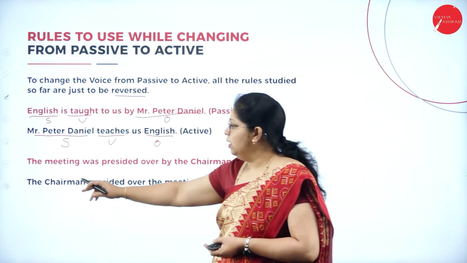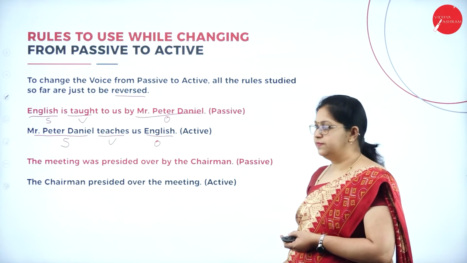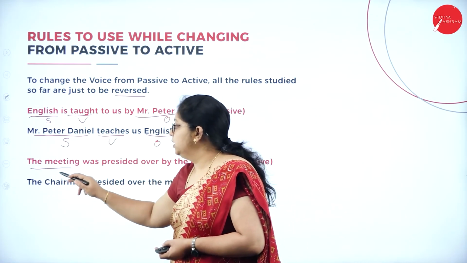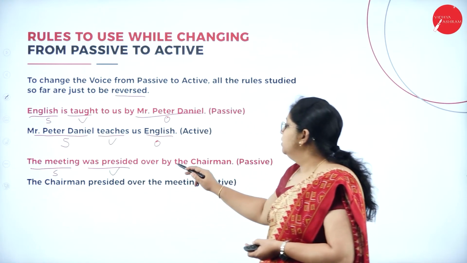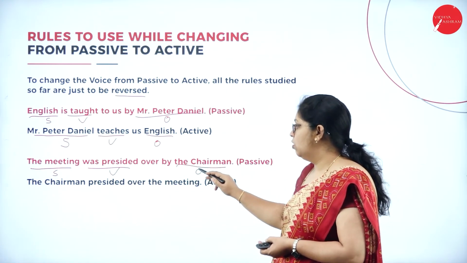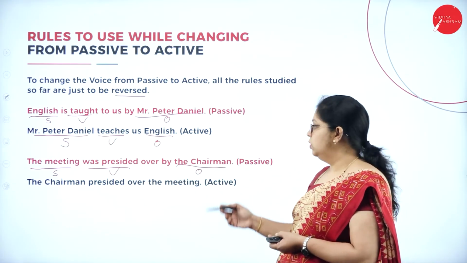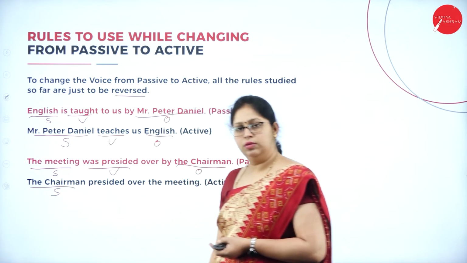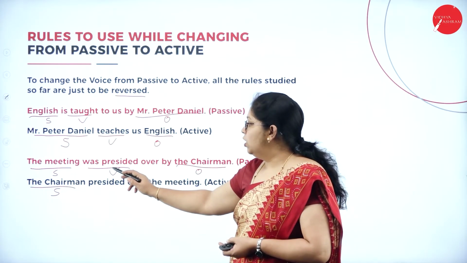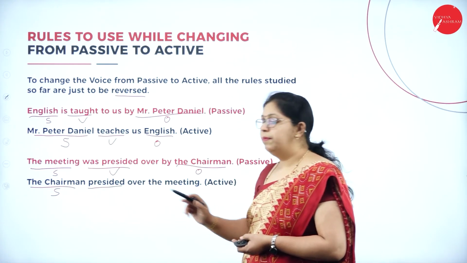The meeting was presided over by the chairman. This is a passive sentence. The meeting is subject, was presided is verb, by the chairman is object, correct? So, reverse. What will you do? Object will become subject. The chairman has become subject now. Was presided, it is in the past participle form. Now, it will become only past.